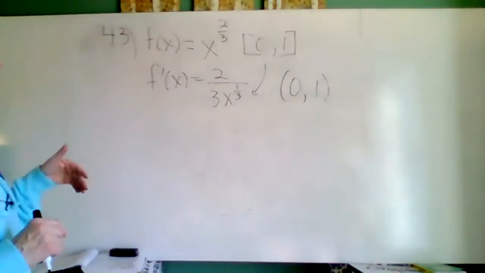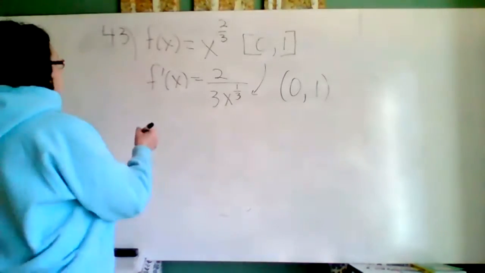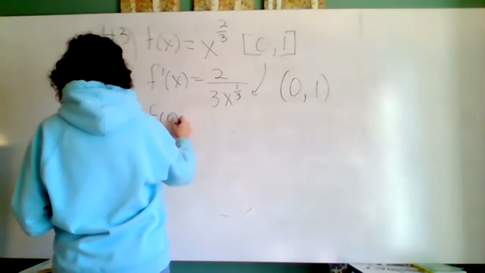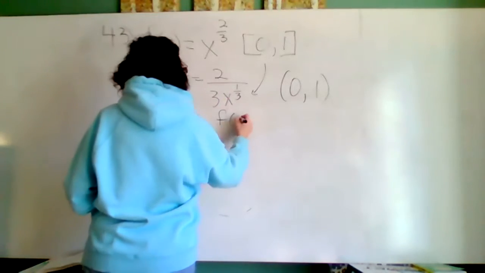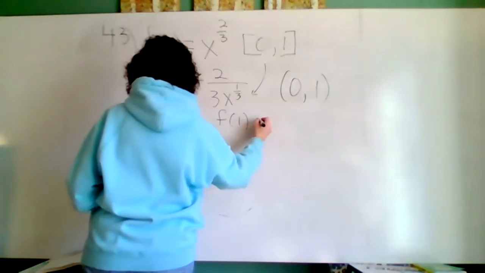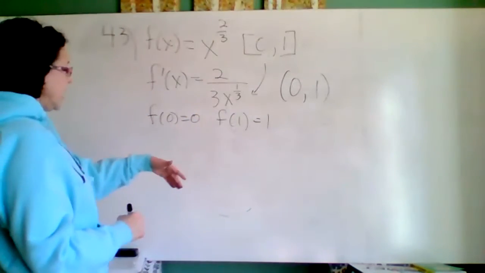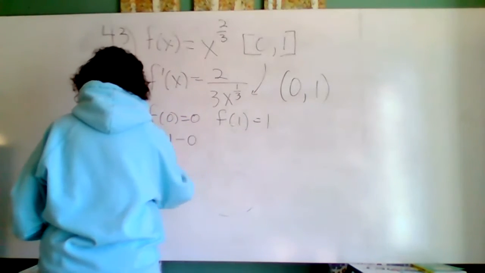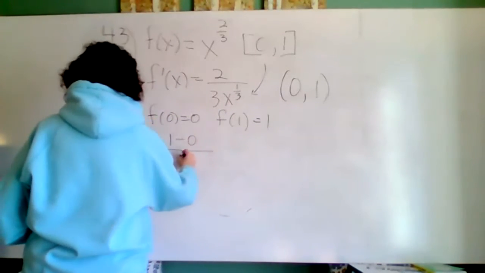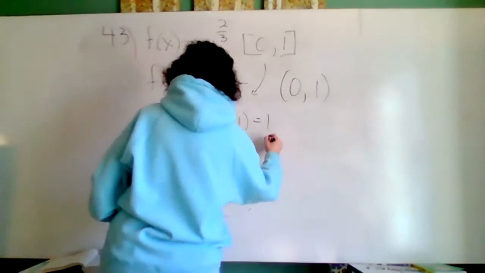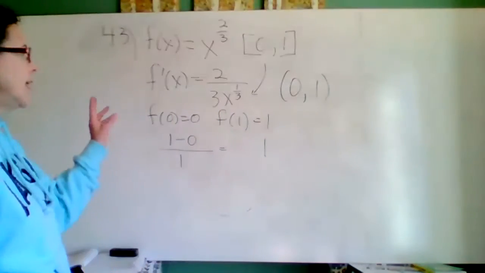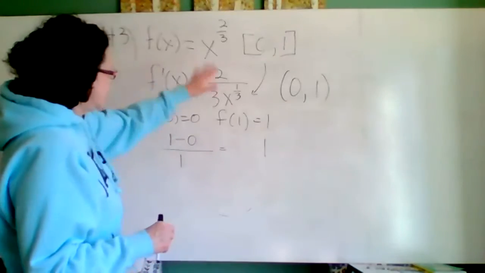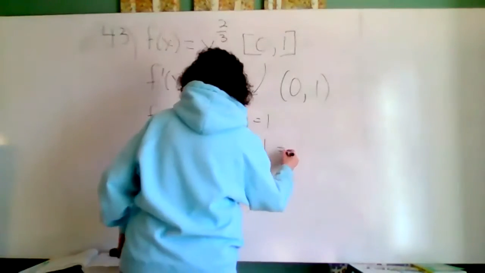Okay, so according to me, then I can actually do this. So I'm going back to the original function. F of 0 is 0. F of 1 is 1. So I'm going to find the average. That would be 1 minus 0 over 1 minus 0. So this would be the average rate of change on this interval, which is 1.